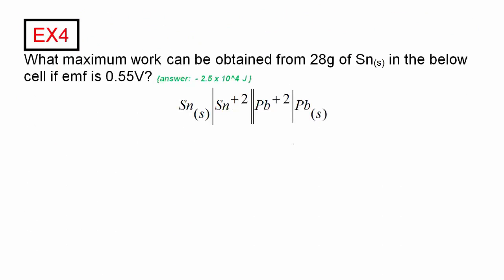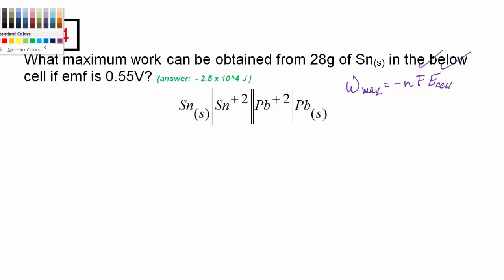What maximum work can be obtained from 28 grams of tin in the below cell if the EMF is 0.55 volts? So you remember, W max is minus nFE cell. Okay, so we know F, we know E cell, we just have to find that n. Do you remember how we did it? Right? Find n.